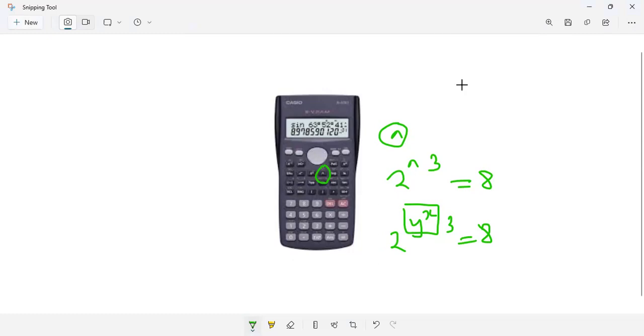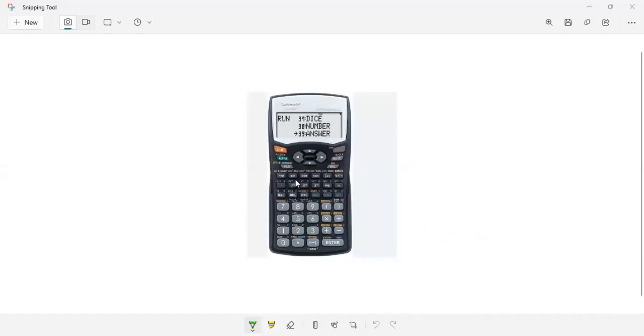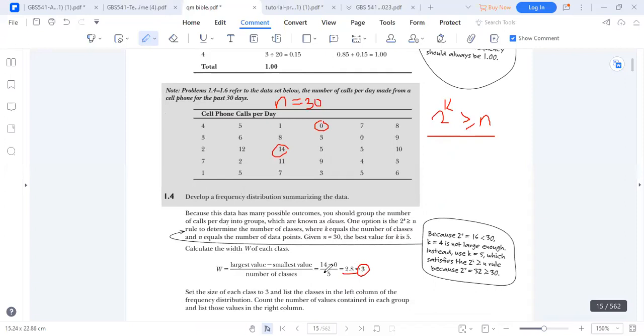Those who use a calculator like this, this is a Sharp calculator. The to-the-power key is here. It comes as y to the power x. So you can put any power, maybe 10 to the power 3 and the equal sign. Are we together? Yes. All right, so this is how this 5 was identified.